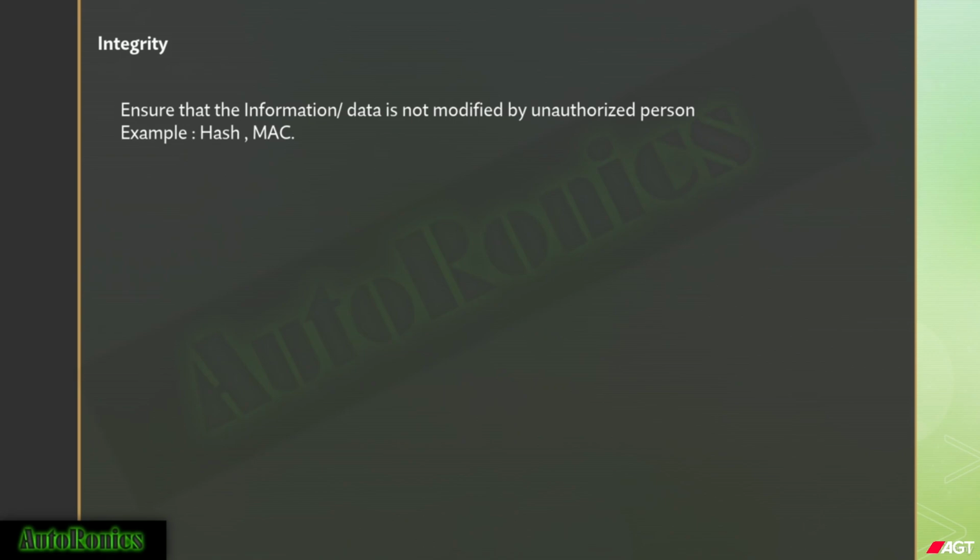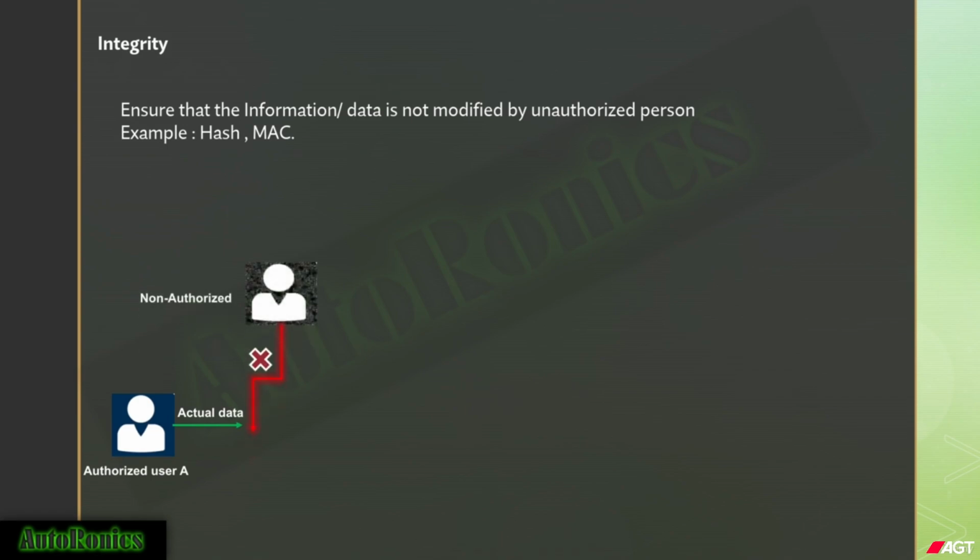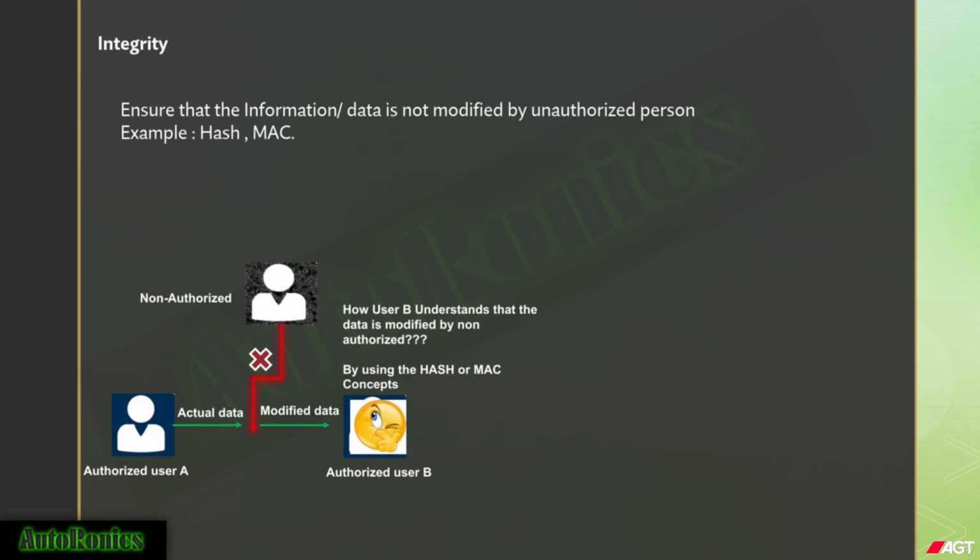Let's understand it with an example, where authorized user A sends the data to authorized user B. Suppose an unauthorized user or a hacker tries to modify the data in between and sends the modified data to authorized user B. So now a question arises: how does authorized user B know that the data is modified in between? It is by using the concept of hash or MAC. Let's understand the hash concept in depth.